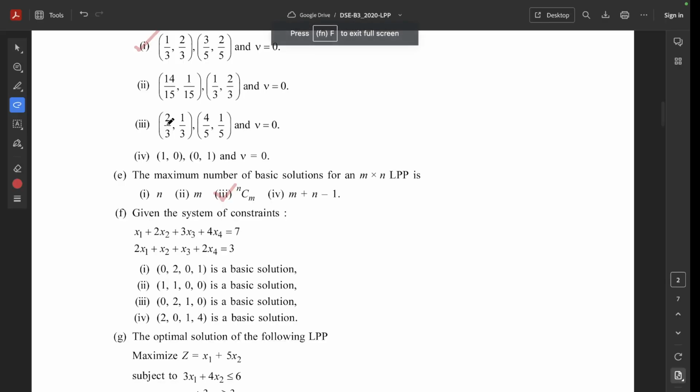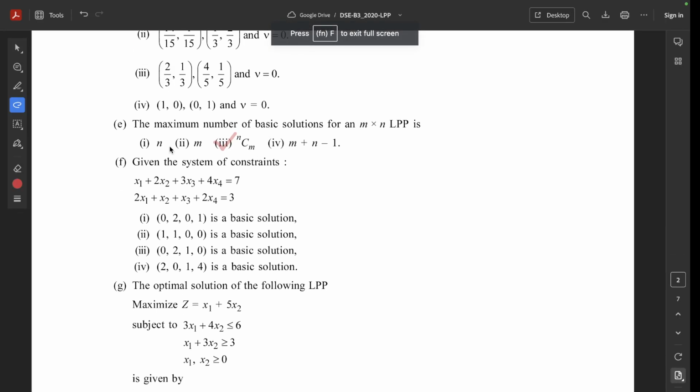Next question, F. Given the system of constraints this and this, correct option is 3.